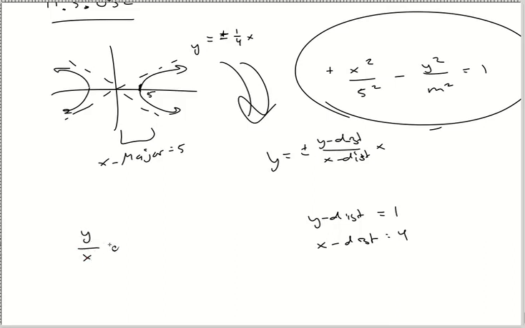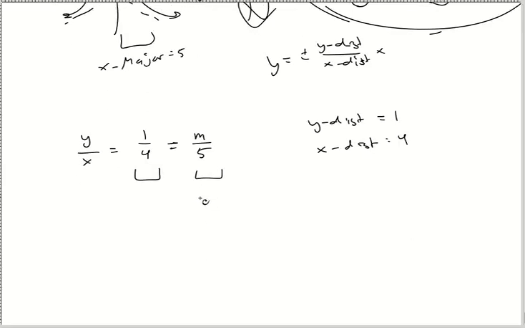Y over x is my ratio. My slope was 1/4, y over x. Over on this side, my y distance and my x distance is m over 5. So this is what I got for my asymptote, and this is what I got for my equation. This is just the format. So these should be equal; they're the same somehow. There's a similar ratio. I'm going to multiply the 5 to the other side, and I get a minor of 5 over 4. That's your minor distance.